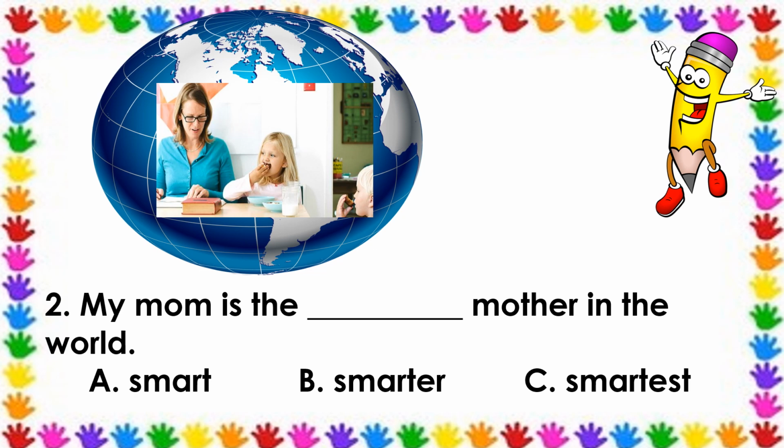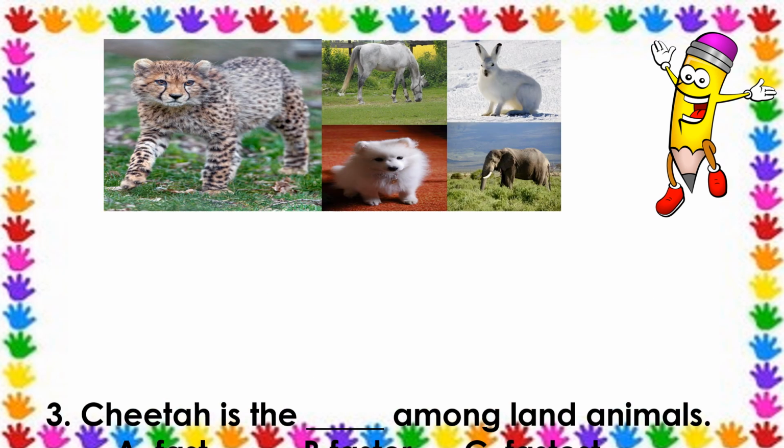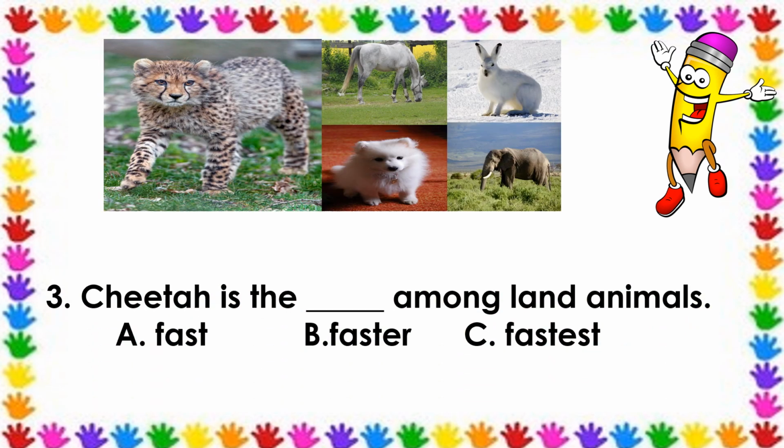My mom is the blank mother in the world. A, smart. B, smarter. C, smartest. Answer, smartest. Cheetah is the blank among land animals. A, fast. B, faster. C, fastest. Answer, okay, C, fastest.